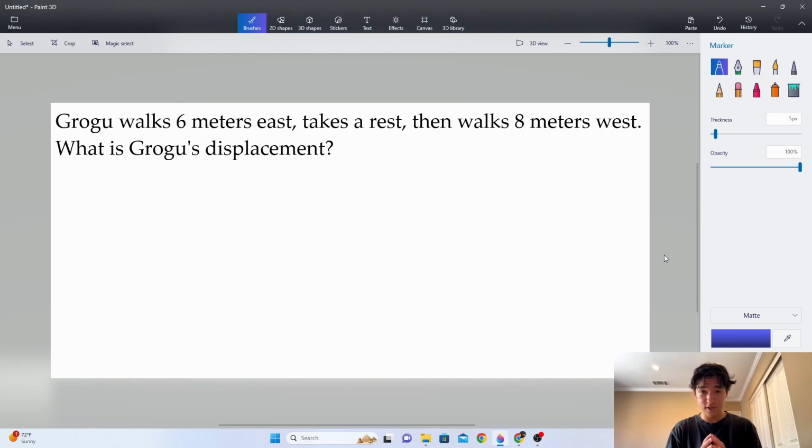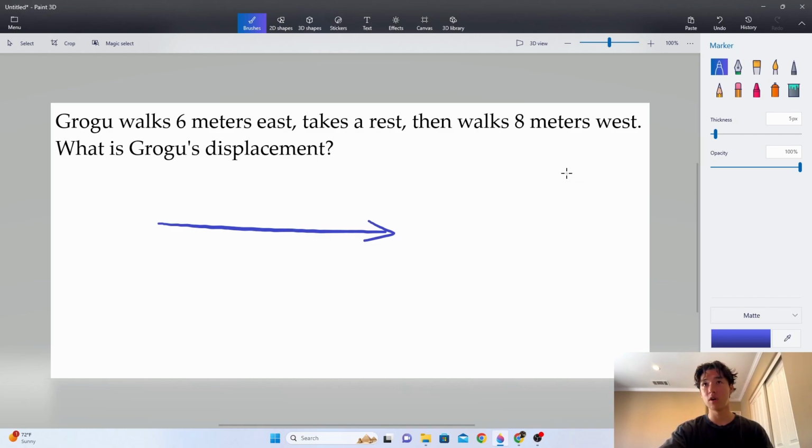This video is going to be about the difference between displacement and distance. Look, this is an example problem. Grogu walks 6 meters east. Okay, so east is to our right, which is always going to be positive. To the right is always positive. So 6 meters east, right?